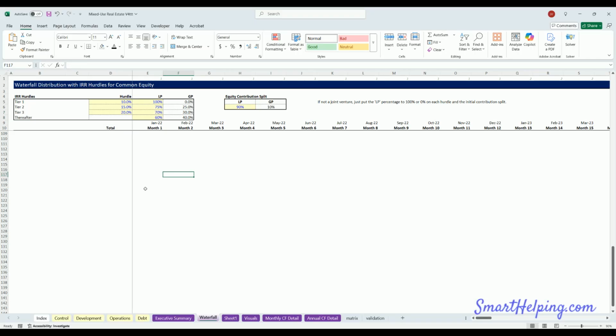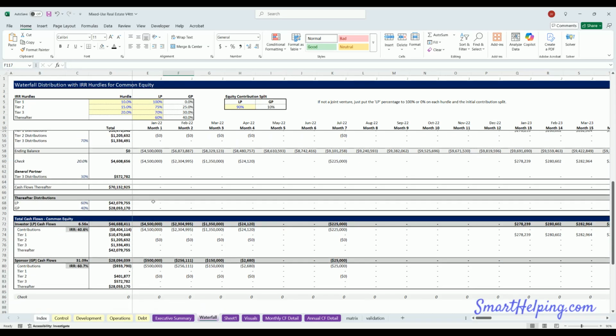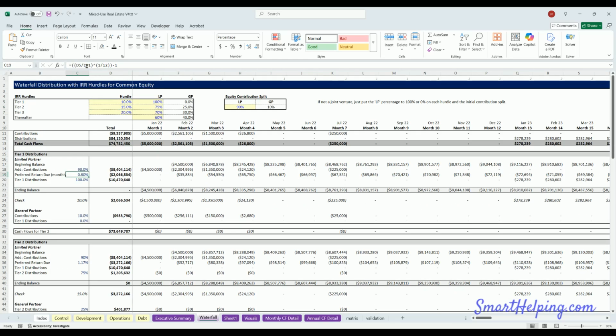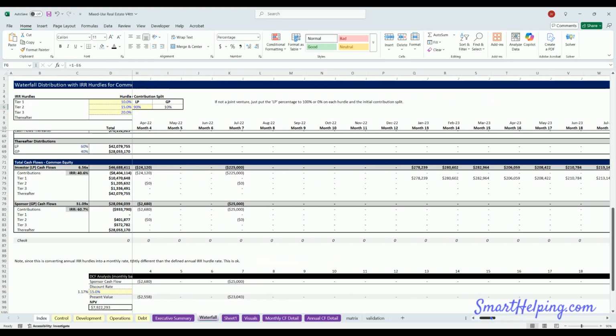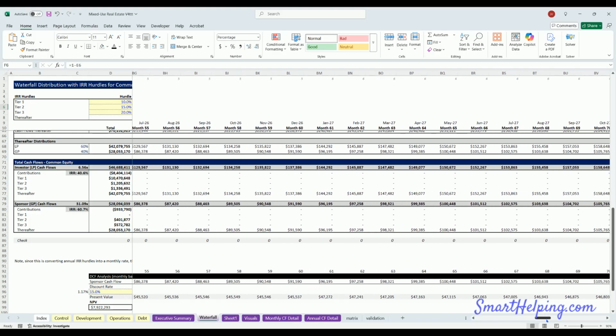If you look at the model here, this waterfall is monthly, and you can see that these are the hurdle rates. This is set up with a slightly different formula, but it's the same idea. We're converting the annual rate to a monthly compounded rate to calculate what's due to the LP, and as they go through the hurdles, the promote is happening for the GP, and it's all calculated on a monthly basis.